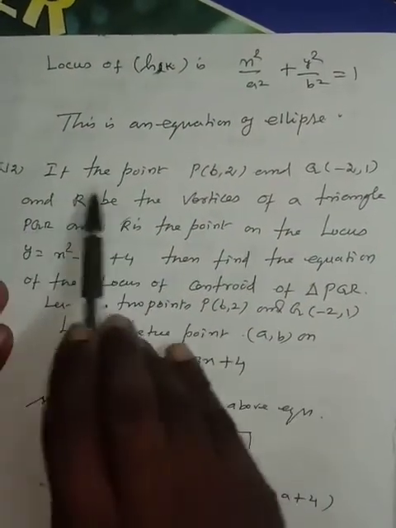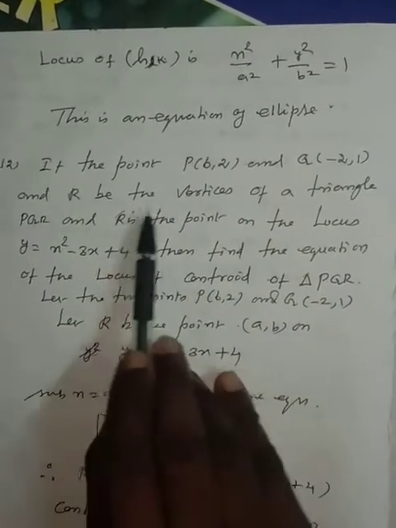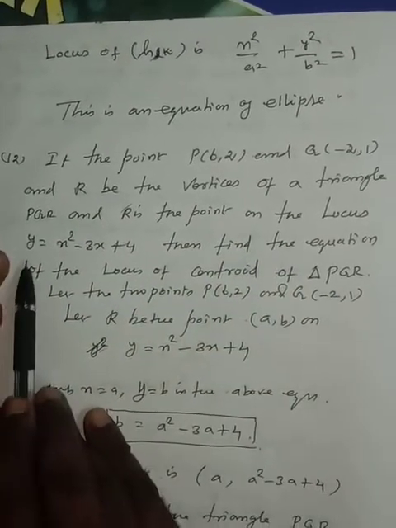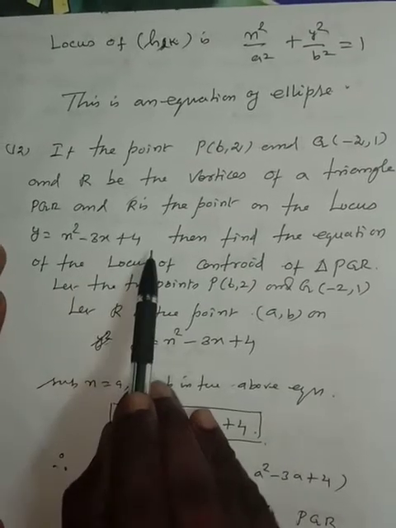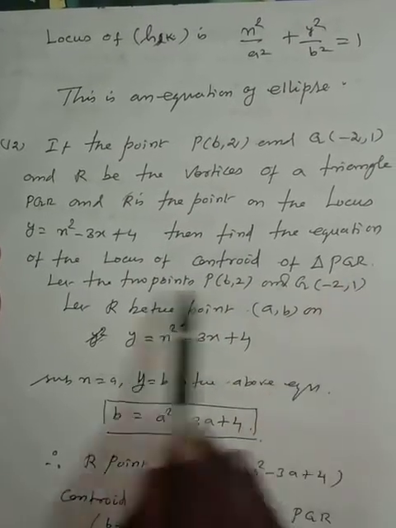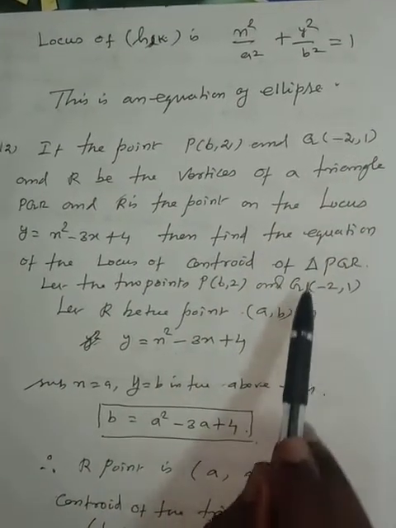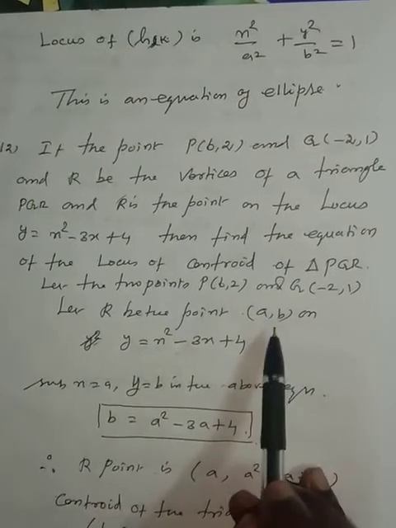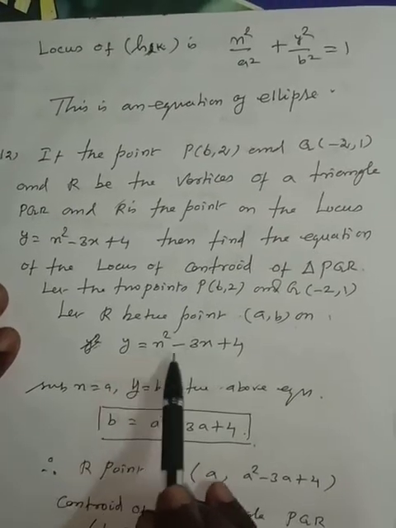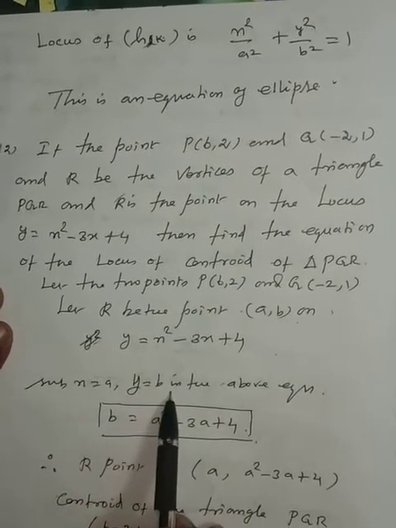Next, sum number 12. If the points P(6, 2) and Q(minus 2, 1) and R are the vertices of a triangle PQR, and R is a point on the locus of y is equal to x square minus 3x plus 4, then find the equation of the locus of the centroid of the triangle PQR. Let the points be, first point P(6, 2), second point Q(minus 2, 1), and R be the point (a, b) on the given second degree curve y is equal to x square minus 3x plus 4. Substitute x is equal to a and y is equal to b in the above equation.